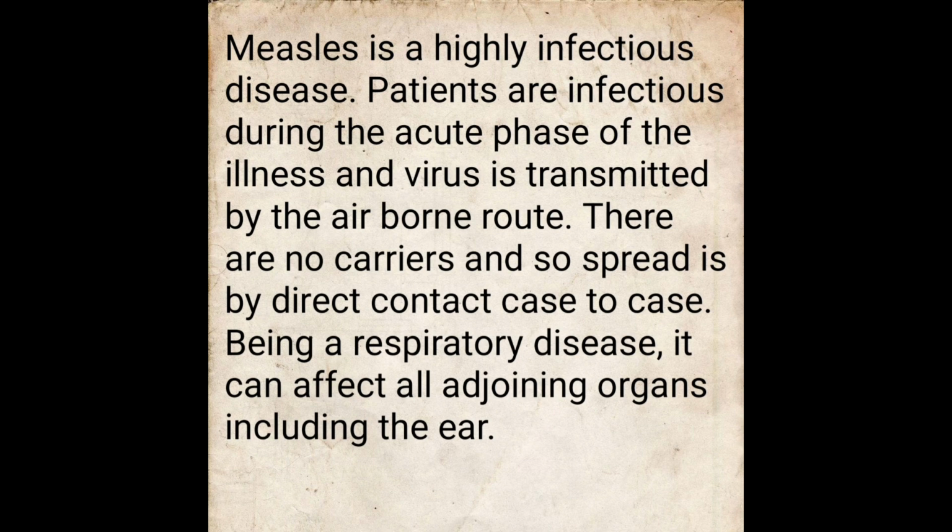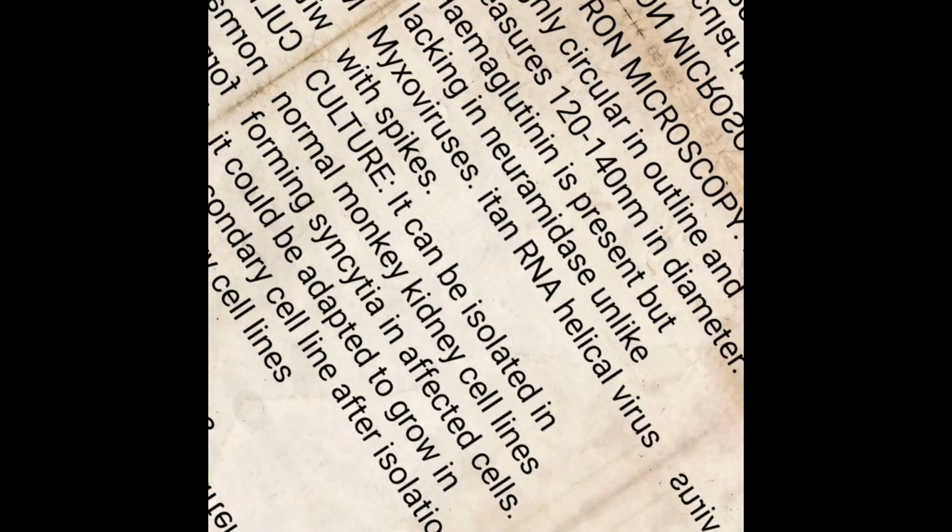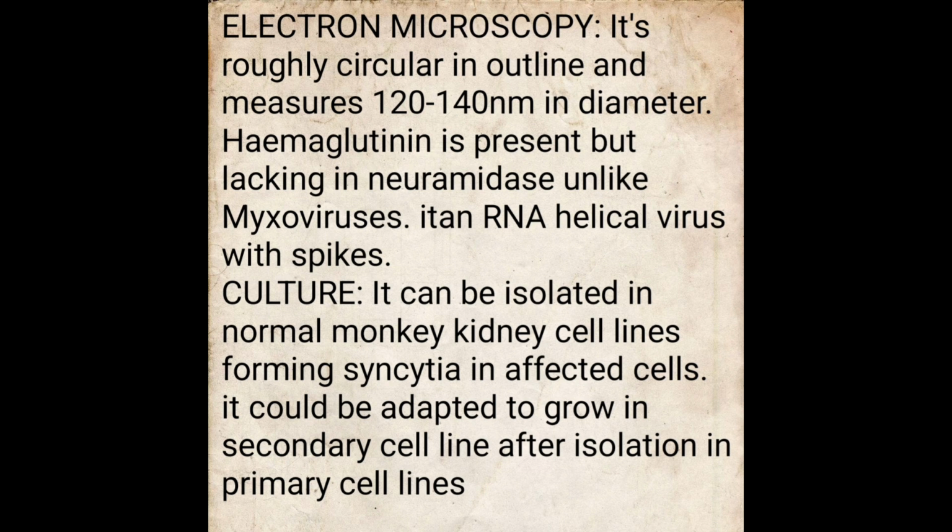Measles is a highly infectious disease. Patients are infectious during the acute phase of the illness, and the virus is transmitted by the respiratory route, so it can affect more people. The laboratory diagnosis includes specimens: nasopharyngeal and throat swab, blood, and urine. Tests are performed on all patients with clinical features compatible with measles. It's usually the PCR test, the molecular amplification test, that is used to confirm measles infection. Electron microscopy could also be done.